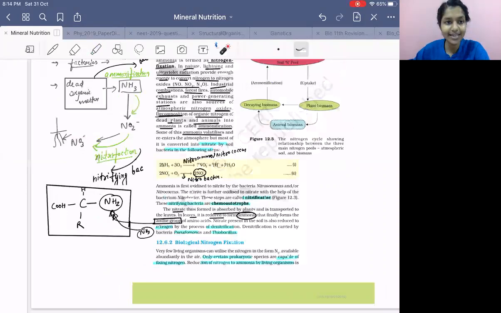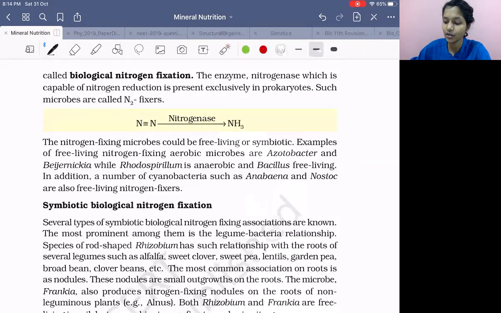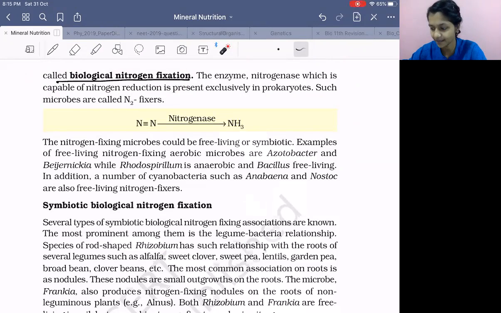If you are converting nitrogen into ammonia with the help of a living organism, you will call it what? Biological nitrogen fixation, because you are doing it with the help of a living organism. There are very few living organisms which can do it, and they are mostly prokaryotes.